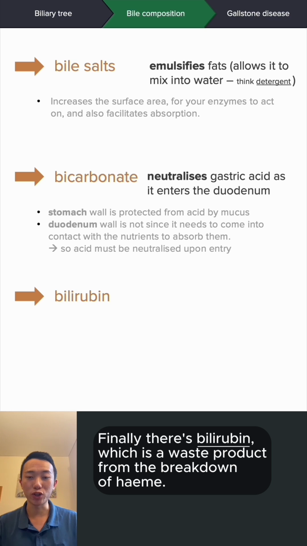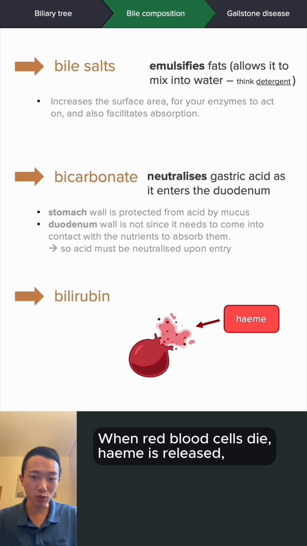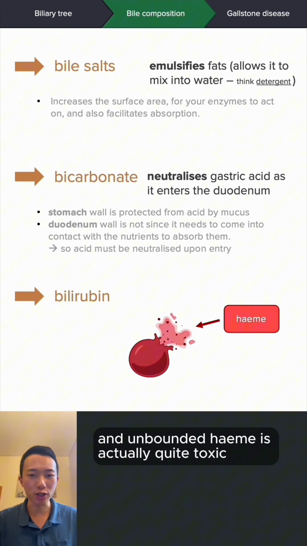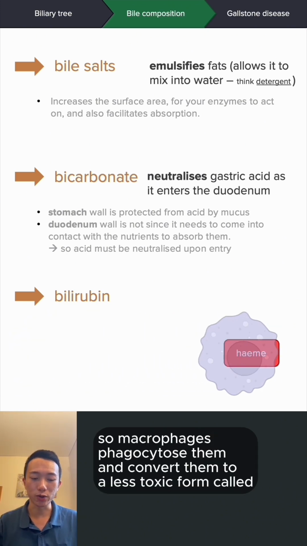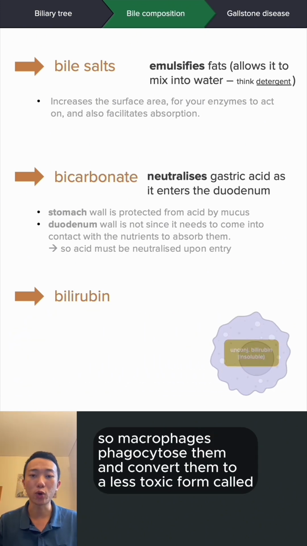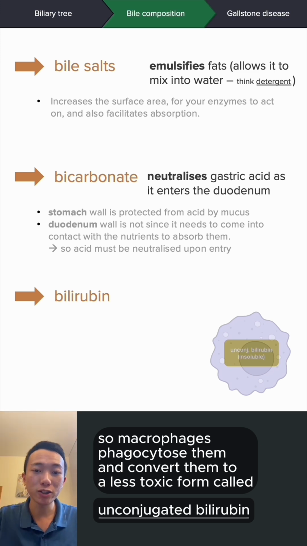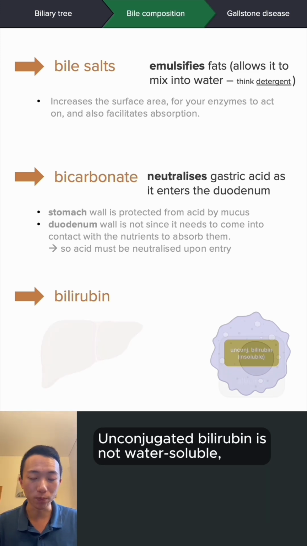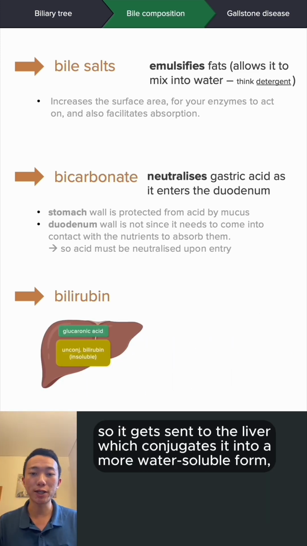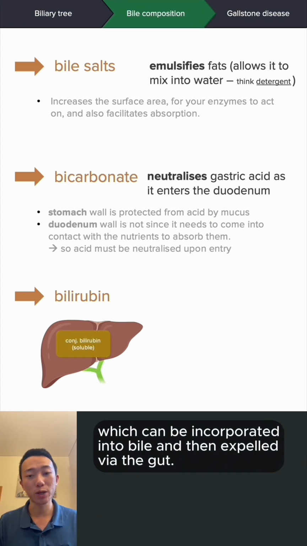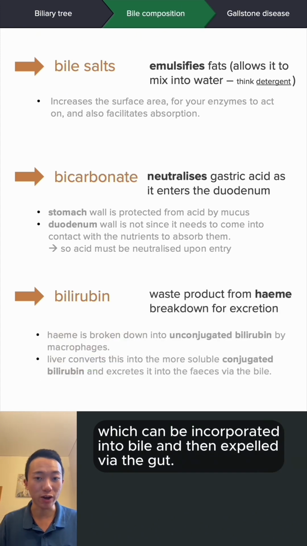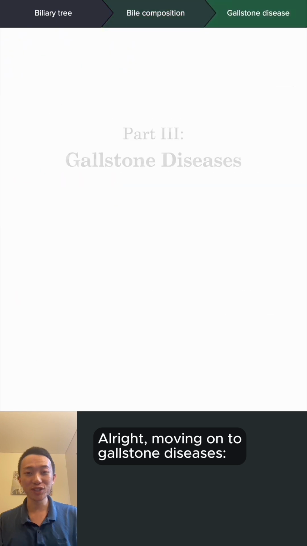Finally, there's bilirubin, which is a waste product from the breakdown of heme. When red blood cells die, heme is released, and unbound heme is actually quite toxic, so macrophages phagocytose them and convert them to a less toxic form called unconjugated bilirubin. Unconjugated bilirubin is not water-soluble, so it gets sent to the liver, which conjugates it into a more water-soluble form, which can be incorporated into bile and then expelled via the gut. Alright, moving on to gallstone diseases.